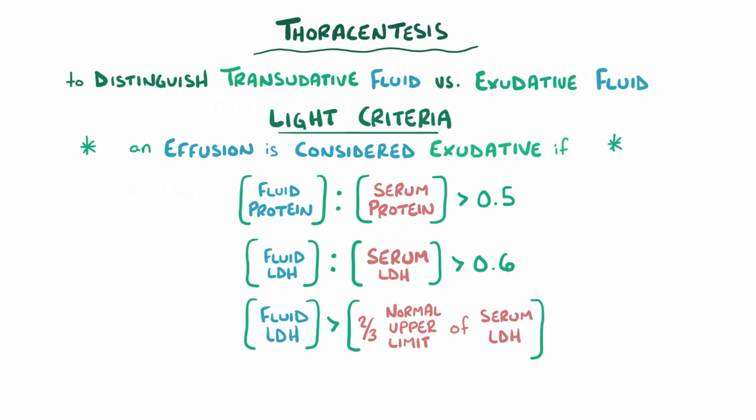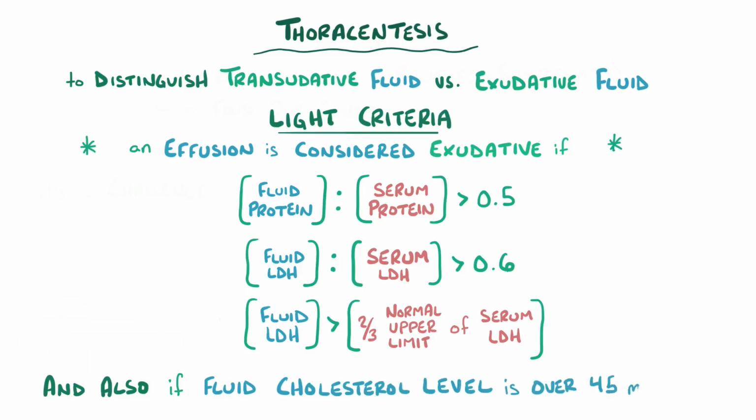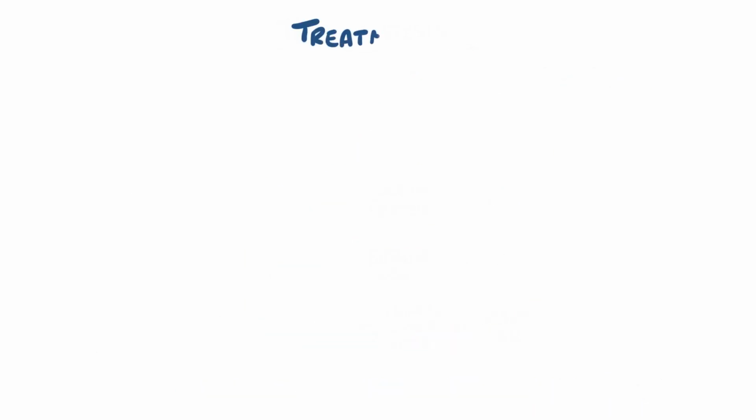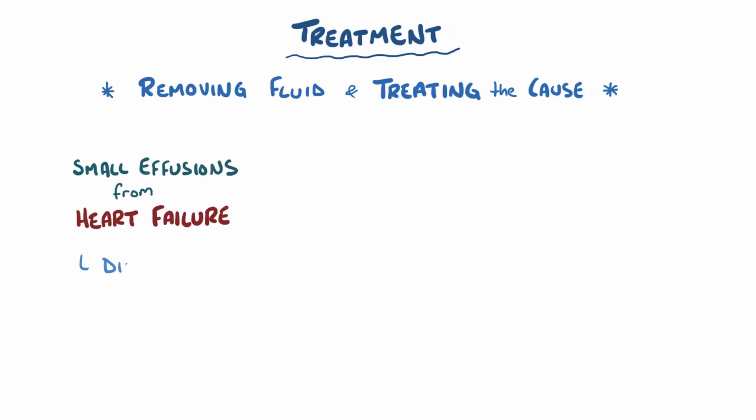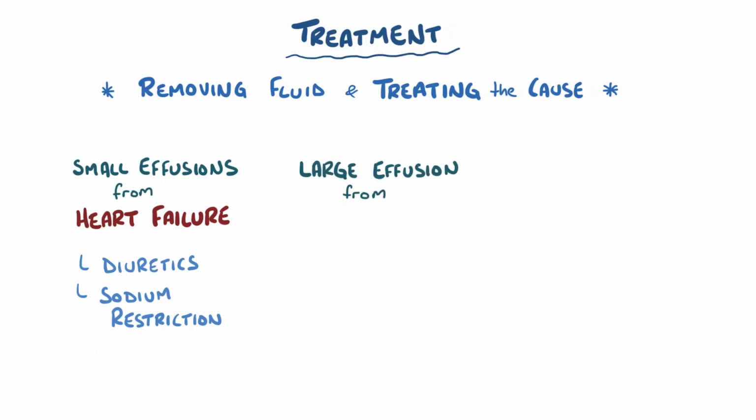Although this isn't part of the Light criteria, another feature of exudates is that they typically have a pleural fluid cholesterol level of over 45 milligrams per deciliter. Treating a pleural effusion typically means removing the fluid as well as treating the underlying cause, and the approaches can vary quite a bit. Small transudative pleural effusions resulting from heart failure might be treated with diuretics and sodium restriction, whereas larger pleural effusions due to an oncologic process might require draining with a tube.